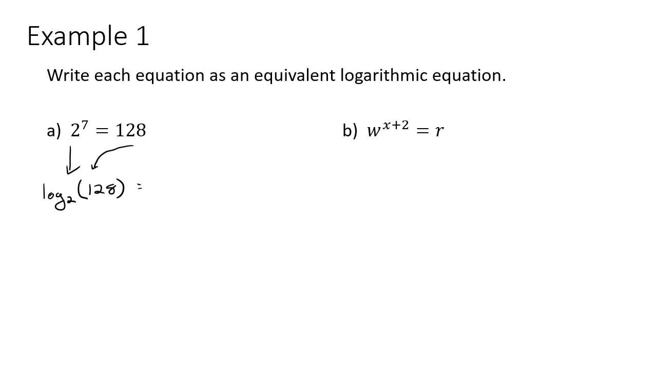And so the 128 moves over to the left inside of the logarithm, and the exponent of 7 will move over to the right-hand side. The equivalent logarithmic equation, log base 2 of 128, would be equal to 7. All right, so now try pausing the video and see if you can convert part B of example 1.